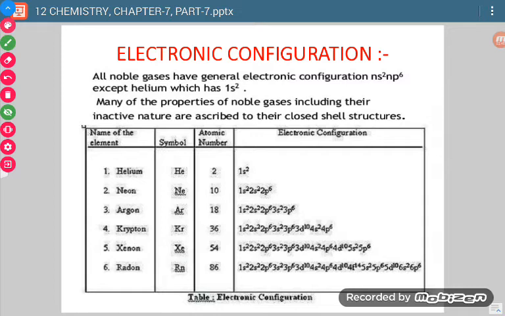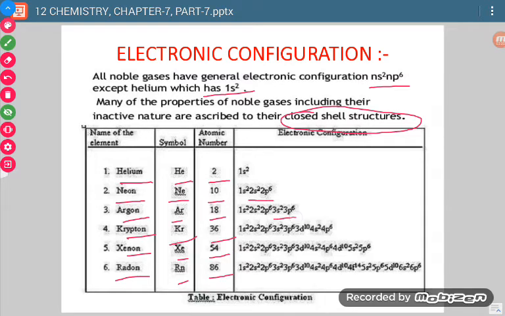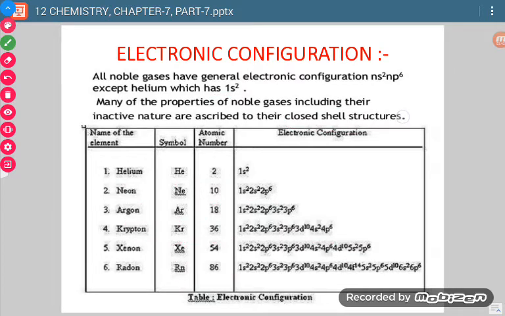All noble gases have general electronic configuration of ns2np6 except for helium, because there are only 2 electrons. Many of the properties of noble gases, including their inactive nature, are ascribed to their closed shell structures. Means why are they inactive or noble in their behavior? Because they have fully filled electronic configuration, or we can say they have closed shell structure. The electronic configurations are 1s2 for helium, then 2s2 2p6, 3s2 3p6, 4s2 4p6, 5s2 5p6, 6s2 6p6. So this is the most stable form of electronic configuration for these elements.